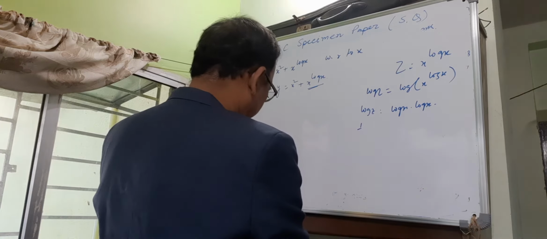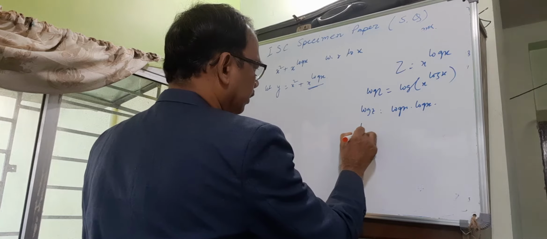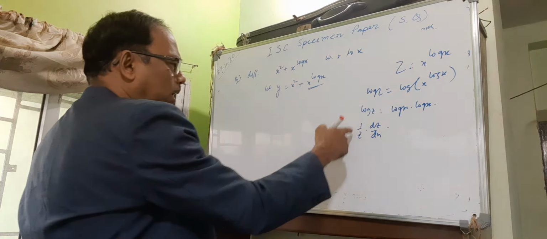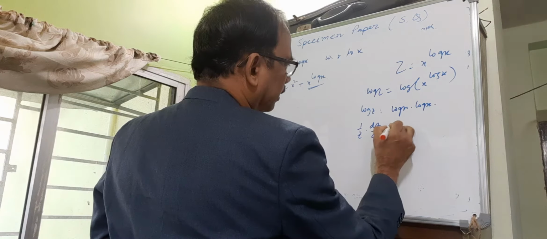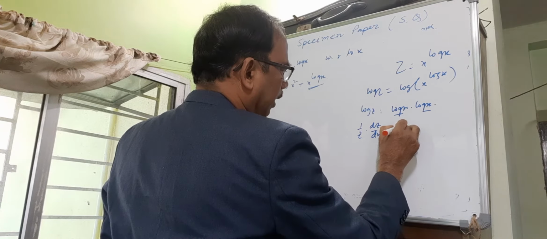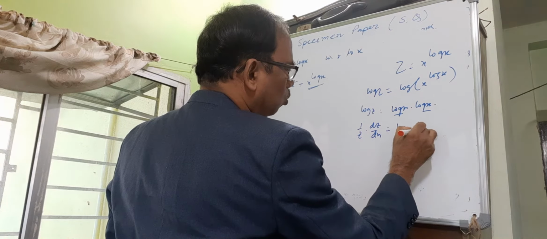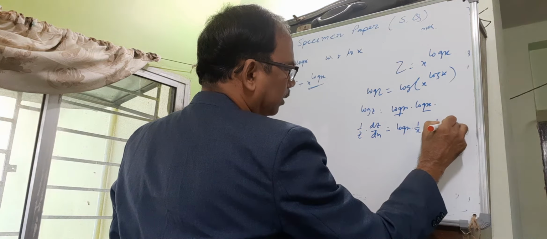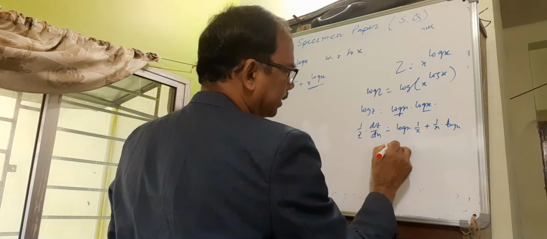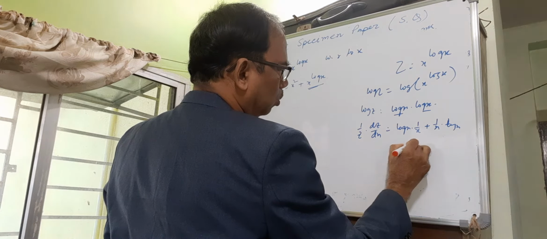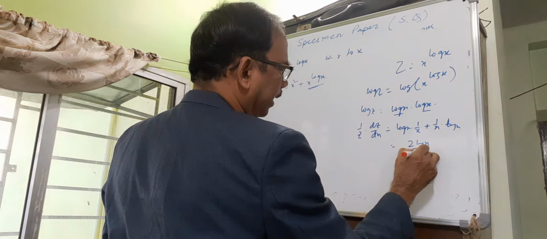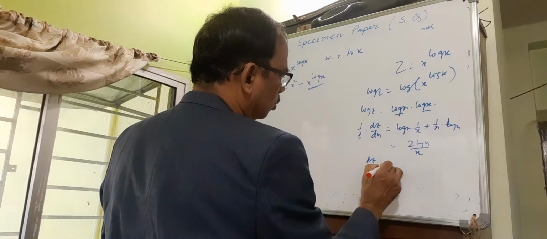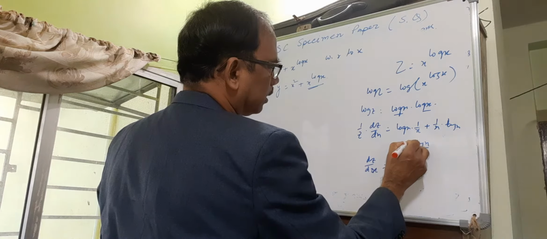Then 1 by z dz by dx, log x derivative 1 by z dz by dx. Then by the product rule, uv, that is log x into 1 by x plus 1 by x into log x, that is 2 log x by x. Then dz by dx equals, z is coming here, it is 2.